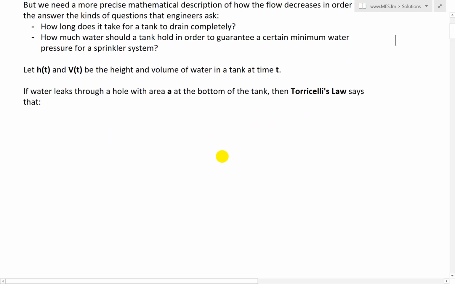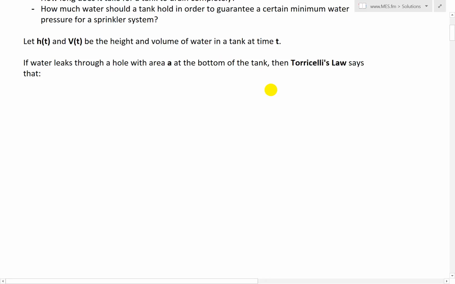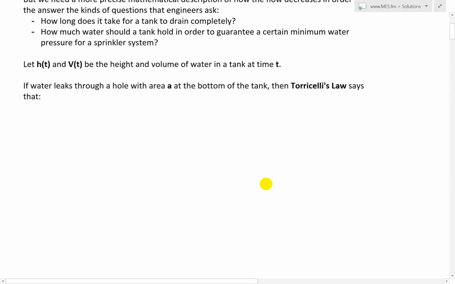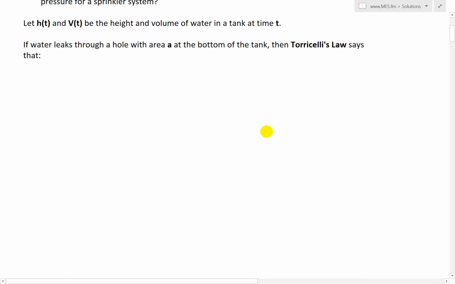So let's first define h of t and v of t to be the height and volume of water in a tank at time t. So if water leaks through a hole with an area A at the bottom of the tank, then Torricelli's law, and hopefully in later videos I'll go over the Torricelli's law derivation in more detail, but for now we'll just write that down. Basically says, well, I'll write that in a bit. Let's just draw this out.